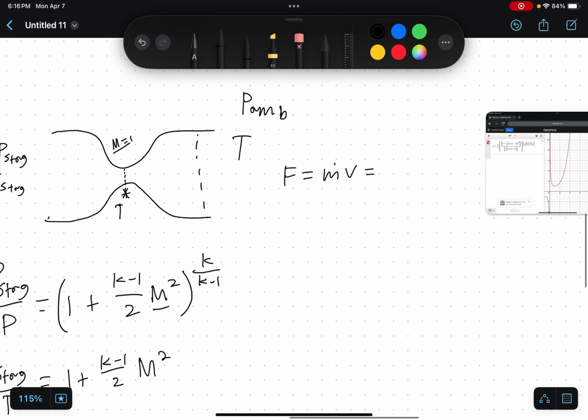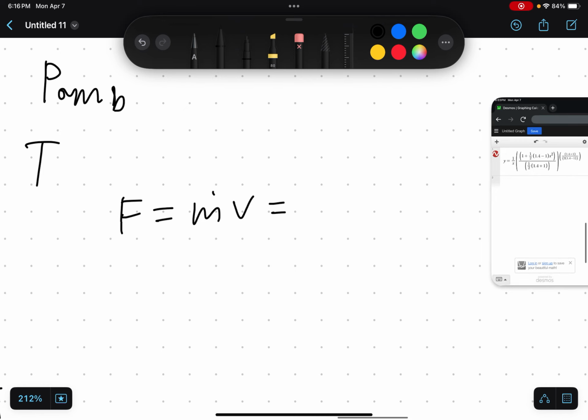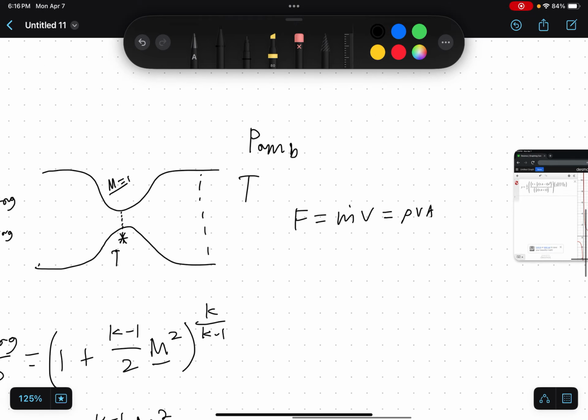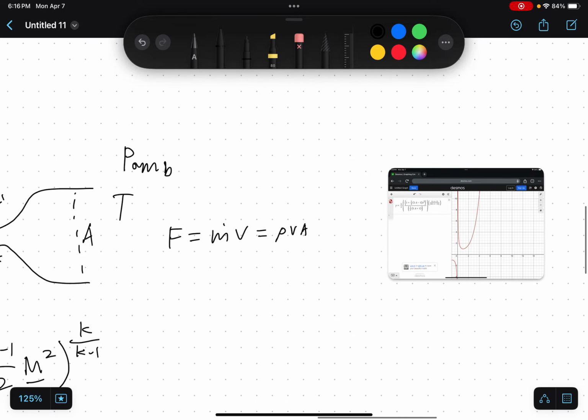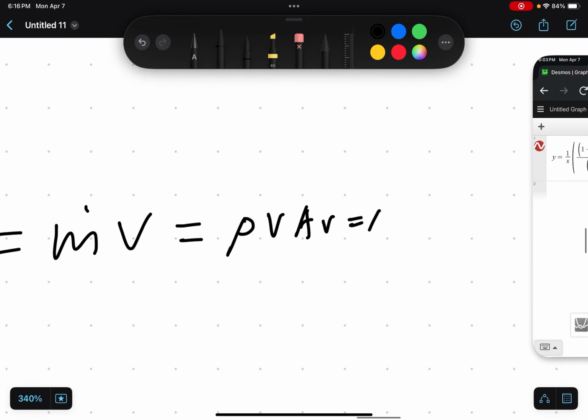So how do you get m dot? M dot is density times velocity times area. And that would be the area of the expanded part, so at the very end of the expansion. And velocity is just velocity. So you can rewrite it as rho v squared A.